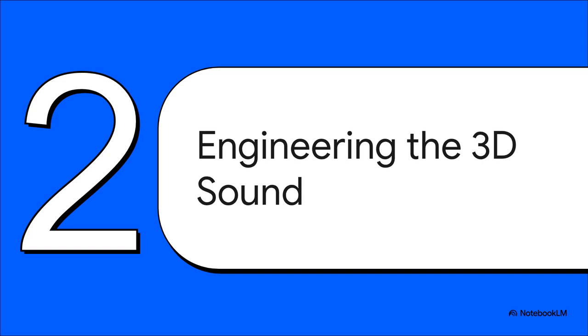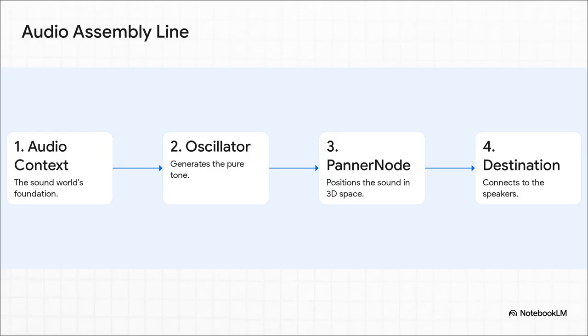Okay, visuals, check. Now let's jump over to the other half of this equation and see how that incredible 3D sound is built piece by piece. You know, building audio with this API feels a lot like plugging together a modular synthesizer. First, you create an audio context. That's like your entire sound universe. Then you create a source, which in this case is an oscillator making a pure sine wave. Next, you pipe that signal through different effects nodes, like the panner node, which is what's going to position the sound in 3D space. And finally, you connect the whole chain to the destination, your speakers.